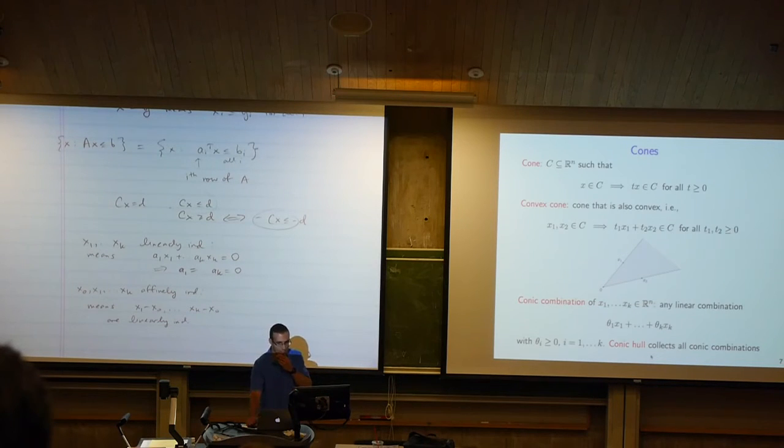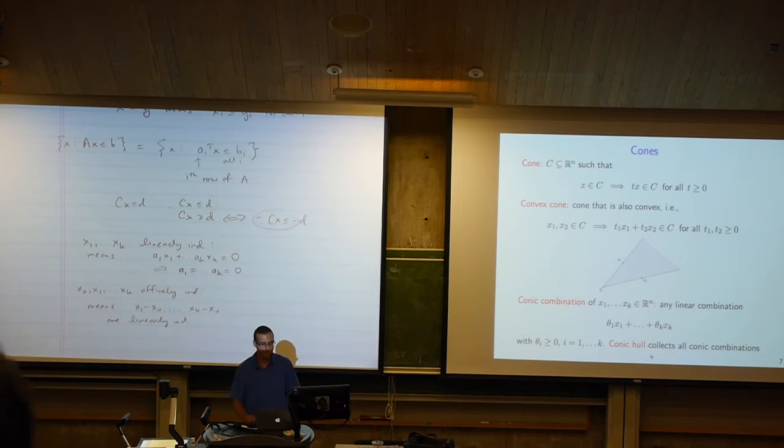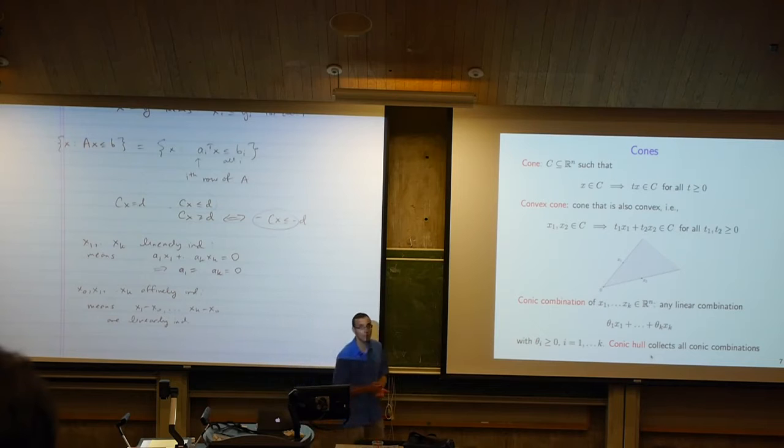How about some other sets? Cones are interesting and important. We'll talk about conic programming later in the course. It turns out cones are very general objects. A cone is a set that has the following property: if I have a point x in C, then tx is in C for all t that are non-negative. That's what defines a cone. A convex cone is what it sounds like: a cone that's also convex.